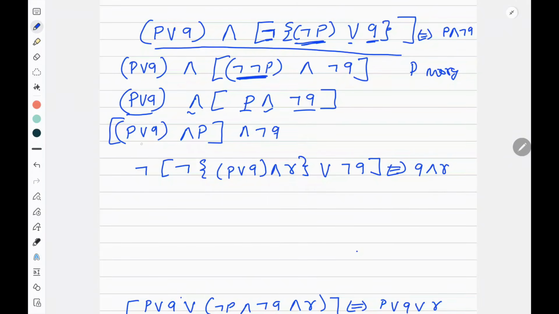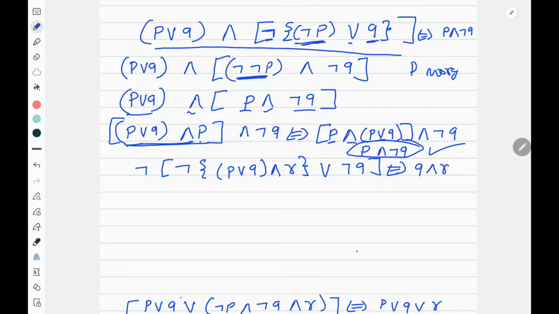Now if you observe this bracket, if you apply the commutative, what you will get? See, I am writing here. If you apply the commutative, P will come here and this will go here, right? And I'll have and negation of Q. Now here they are opposite and the first proposition is the same. So I can apply the absorption law and we'll get P and negation Q, which is our answer. Hence we are done.